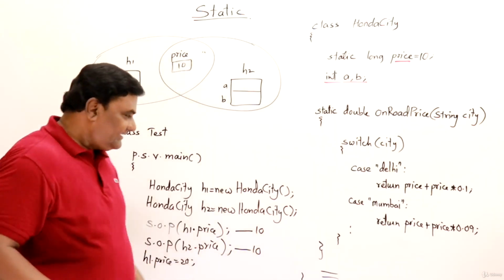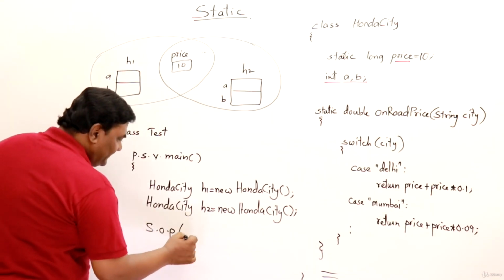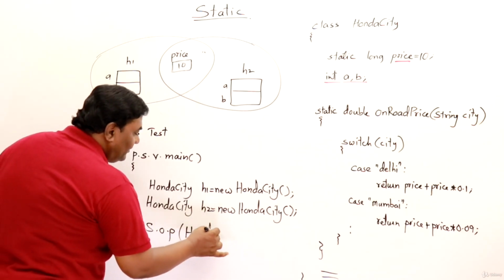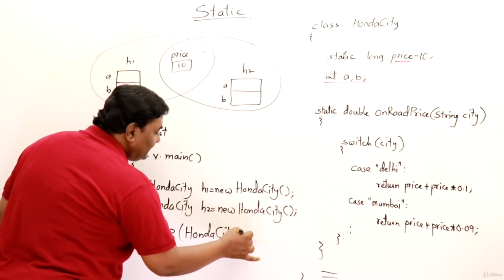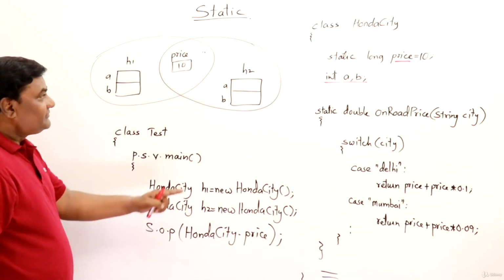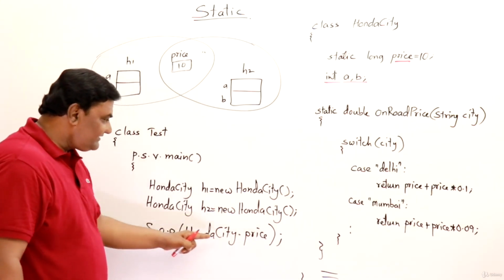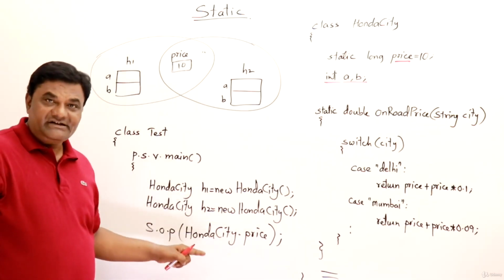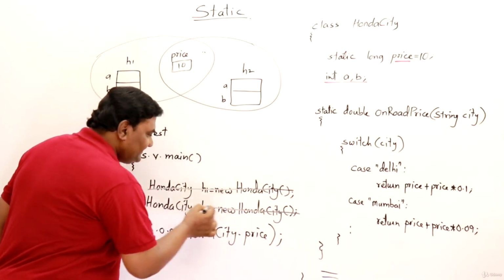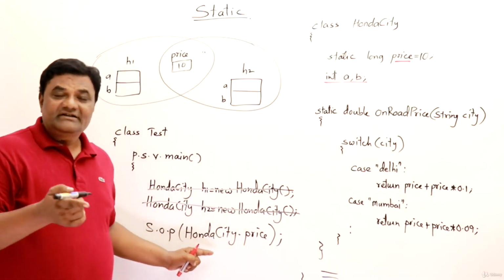Then one more important thing, I'll remove this. If I want to print the value, System.out.println just price, then I can simply say HondaCity.price. Is it possible? Yes. So static members can be accessed just using the class name. You don't have to use the object. Even if you don't create these objects, you can call HondaCity.price and you can get the price.